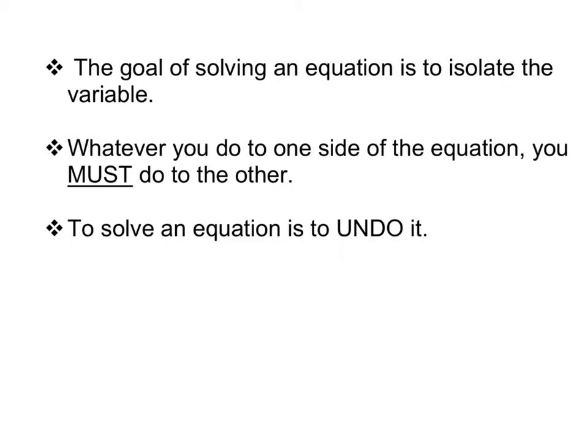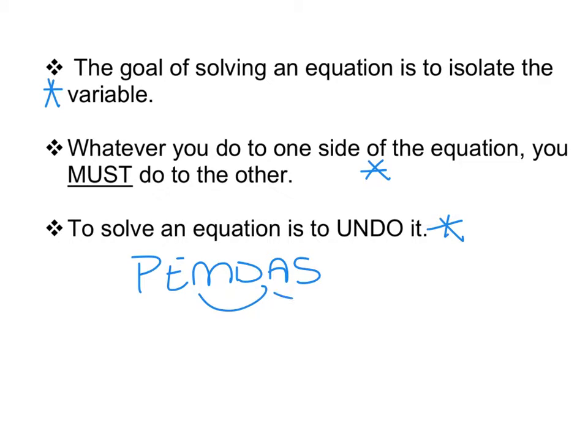Again, as with every equation, the goal of solving an equation is to isolate the variable. Whatever we do to one side, we must do to the other, and we just talked about those properties. To solve an equation is to undo it, and here's where it becomes even more important to think of that. We're going to undo the operations backwards from the order of operations. When we're evaluating, we do parentheses, exponents, multiplication, division, then addition and subtraction last. We're going to undo the addition and subtraction first, then undo the multiplication and division.